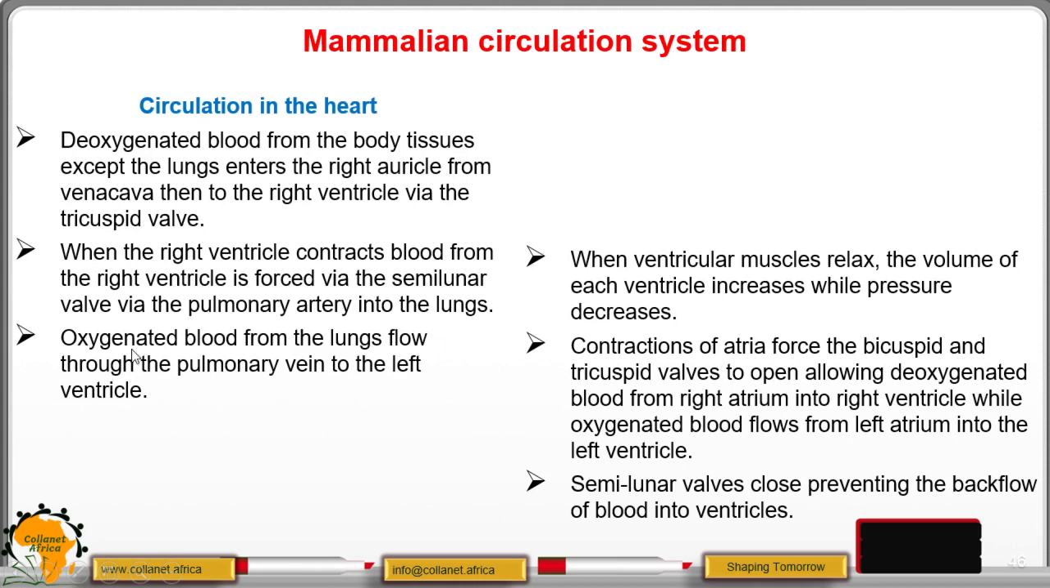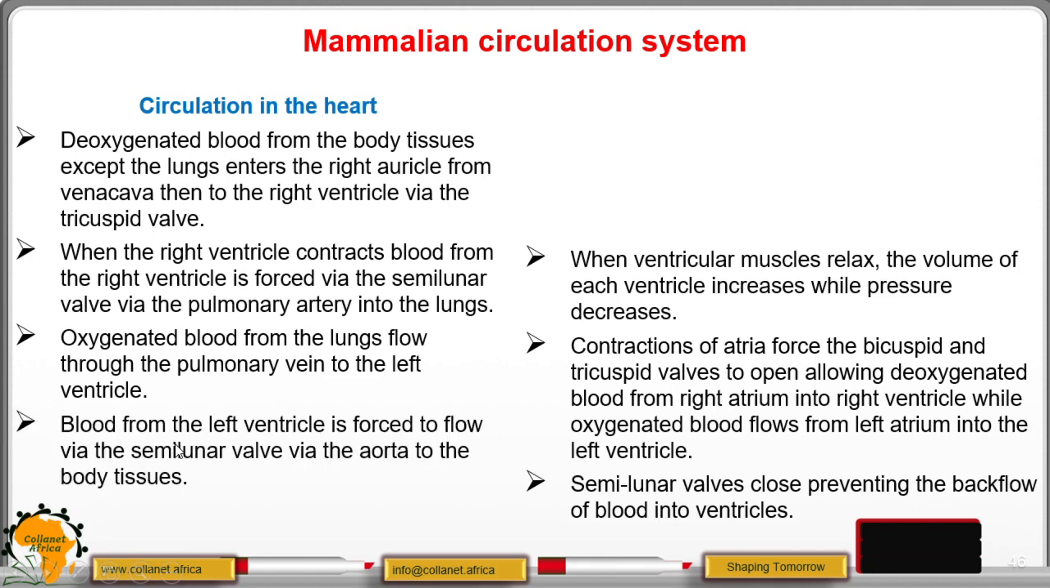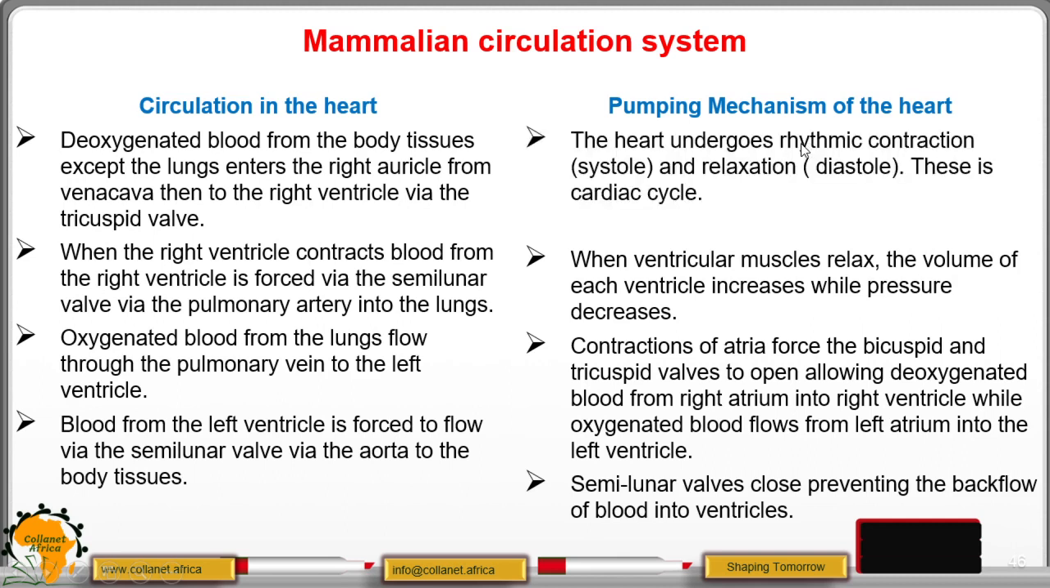The oxygenated blood from the lungs flows through the pulmonary vein to the left ventricle. And blood from the left ventricle is forced to flow out through the semilunar valve through the aorta to all the body tissues. Now we have the pumping mechanism of the heart.